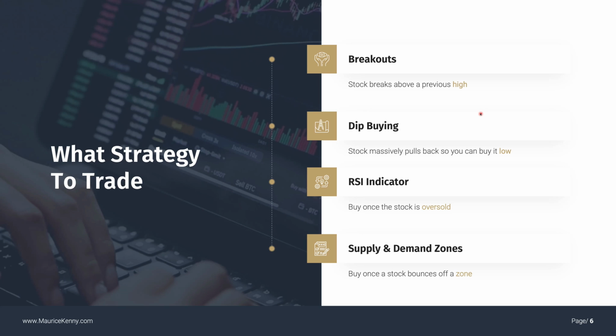Now, let's talk about what strategy to trade. These are not all the strategies, of course. There's hundreds, if not thousands, of different strategies because people make up strategies all the time. But just as four examples, there's breakouts, which is a stock breaking above maybe a previous high, and you buy it because you think it's going to continue flying up. There's dip buying, so maybe the stock massively pulls back, so you can now buy it at the low and ride it on the way back up. There's buying based off the RSI indicator, so potentially buying once the stock is oversold. And then there's supply and demand zones, which is potentially buying once the stock comes down, bounces off a zone, and you buy that retracement back to the other side.